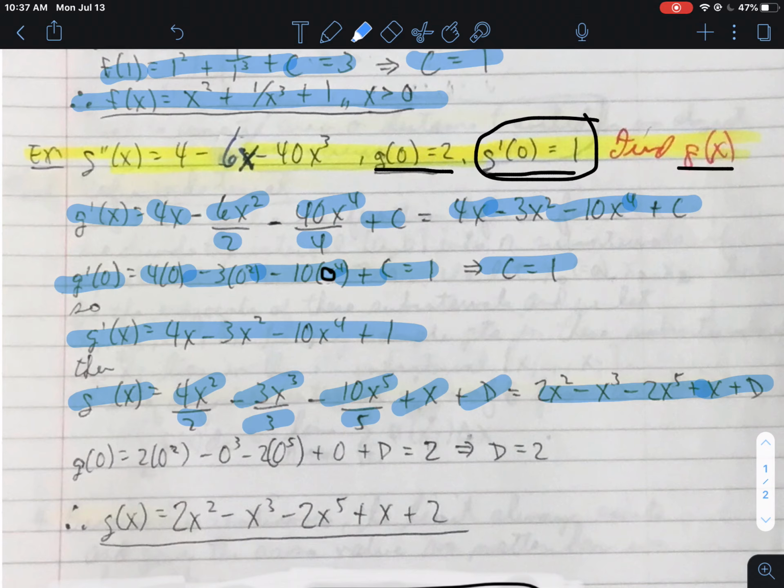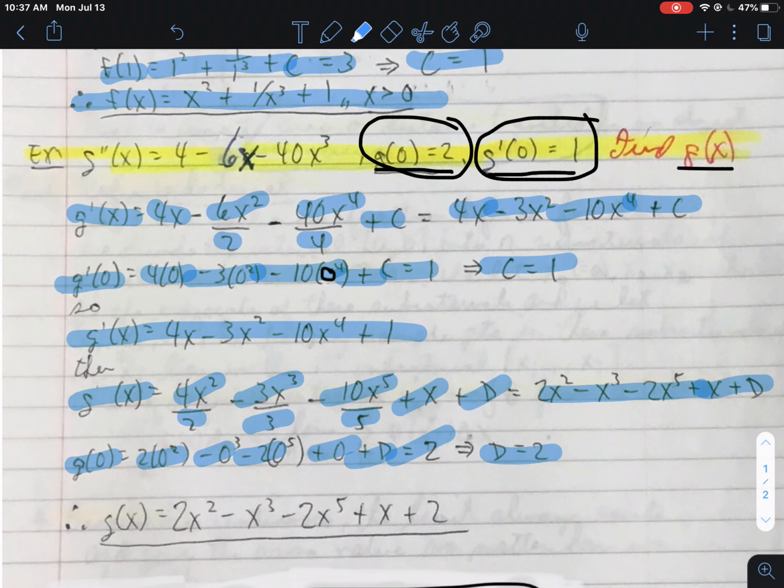And then we are given specific information about g. We are told that g of 0 is equal to 2. So as before, I'll go ahead and plug that in. g of 0, which is the function we just found. So 2 times 0 minus 0 minus 0 plus d equals 2. Right, that's the function value. And again, that's just going to give me d equals 2.